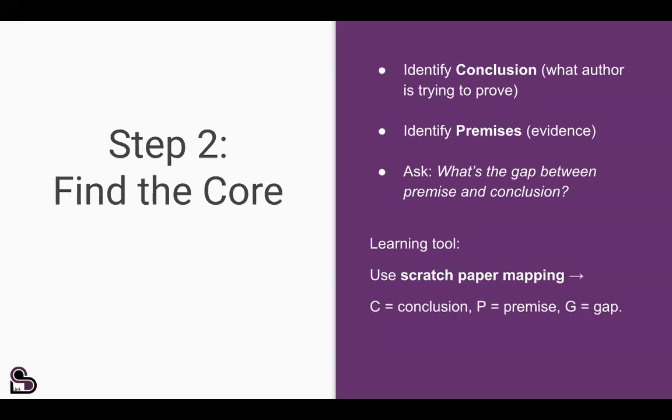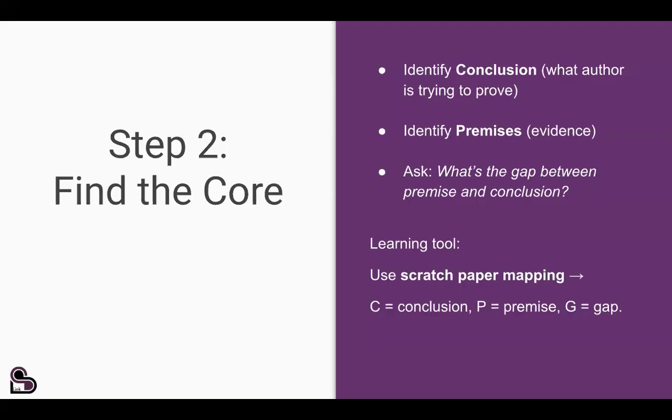Okay, so step two. First we've identified the question type by looking at the stem. Step two is to find the core. Identify the conclusion, or what the author is trying to prove. Identify the premise, or the evidence the author is giving you. And ask what's the gap between the premise and the conclusion. You'll see down there a little mapping tool. It says use scratch paper for mapping. Mapping is a critical tool on the LSAT that helps you go, boom, here's the conclusion, here's the premise, and therefore we now have the gap.